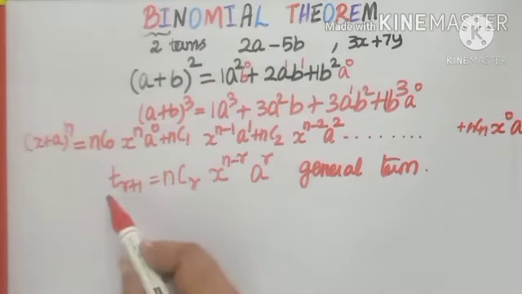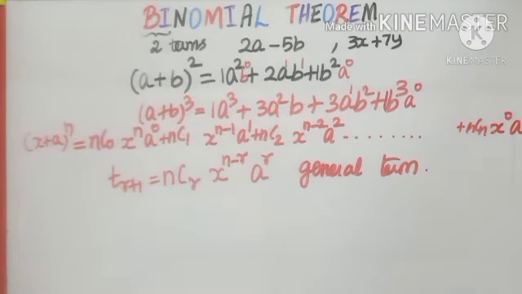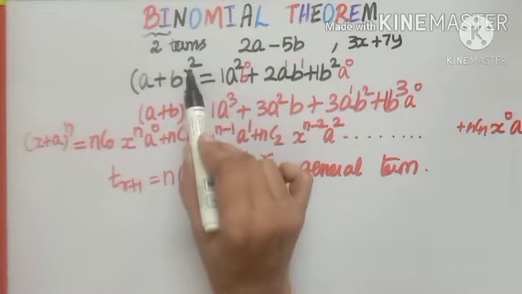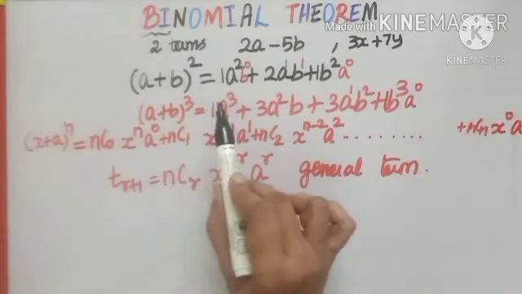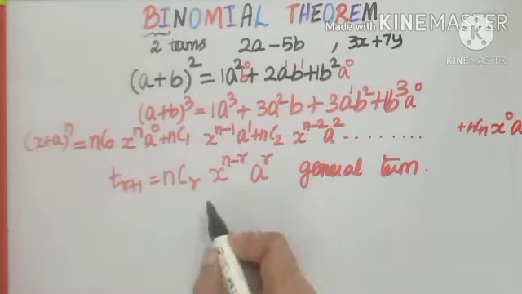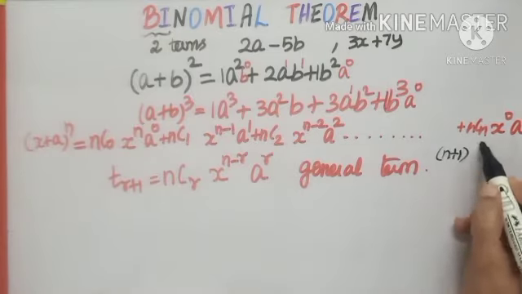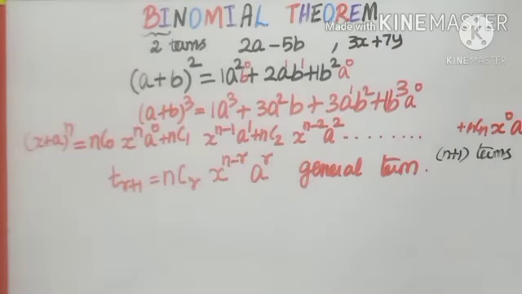Let us read it. T(r+1) = nCr x^(n-r) a^r. What are the other inferences that we make? When the power is 2, 1, 2, 3 terms are there. When the power is 3, 1, 2, 3, 4 terms are there. So, when the power is n, there will be n plus 1 terms. How many terms in the expansion? n plus 1. Now, when I know this n plus 1, try to write the middle term.